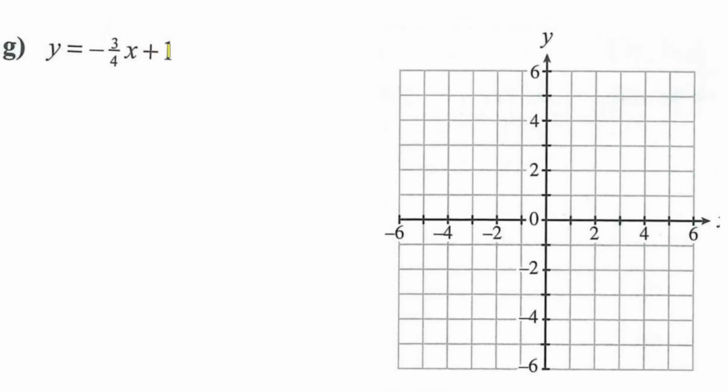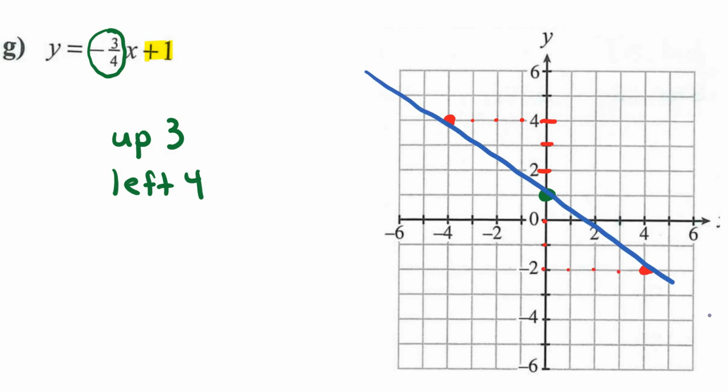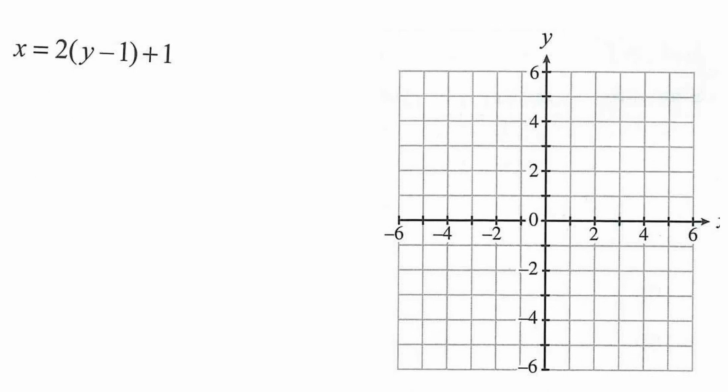In this case here, my y-intercept is +1, so we start there. And because my slope is -3 over 4, I will start by going up 3. And because of that negative sign, I go left 4. Okay, so up 3, 1, 2, 3, and left 4, 1, 2, 3, 4. And then we go down 3 and right 4. And then after that, we can just graph that. And then we're done. Okay, so that one wasn't too bad. Okay, let's move on to the next one here.